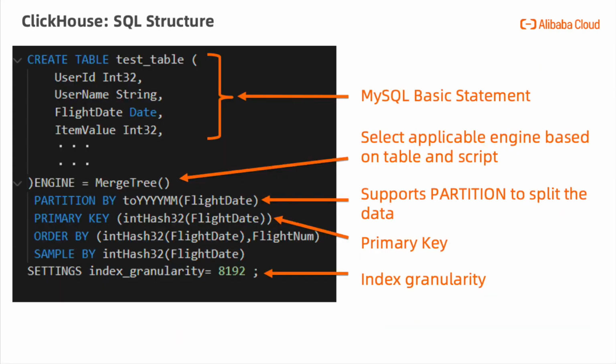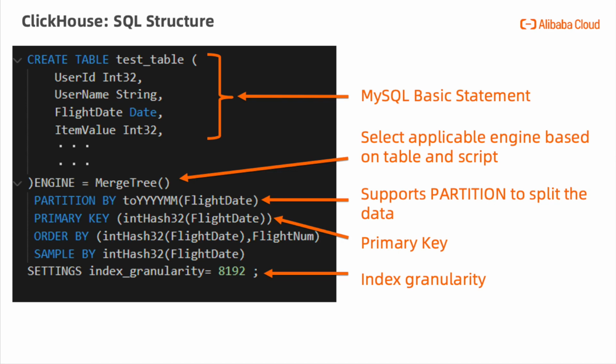Let's check the SQL structure of ClickHouse. Like MySQL, ClickHouse also uses a declarative language to define the table structure, and it is highly compatible with SQL. So it supports create table like MySQL does, and it also allows general statements like order by and sample by. But different from MySQL, it allows users to select an engine for the table in the script. I will introduce the engine later. It also supports partitions to split data, generally by datetime.